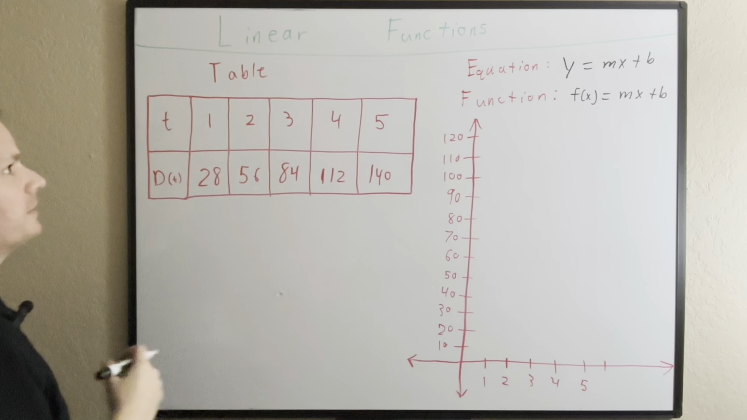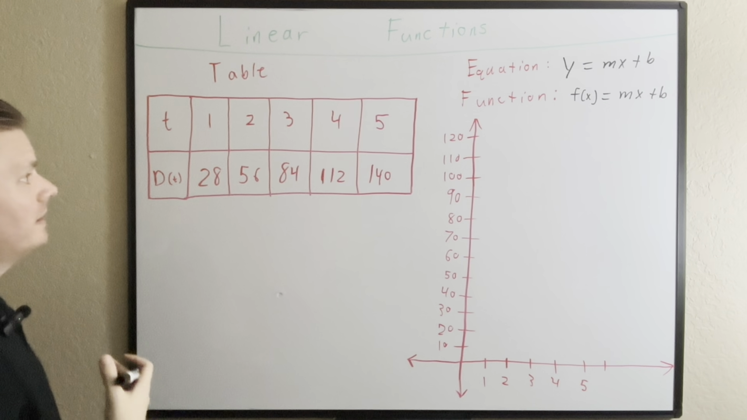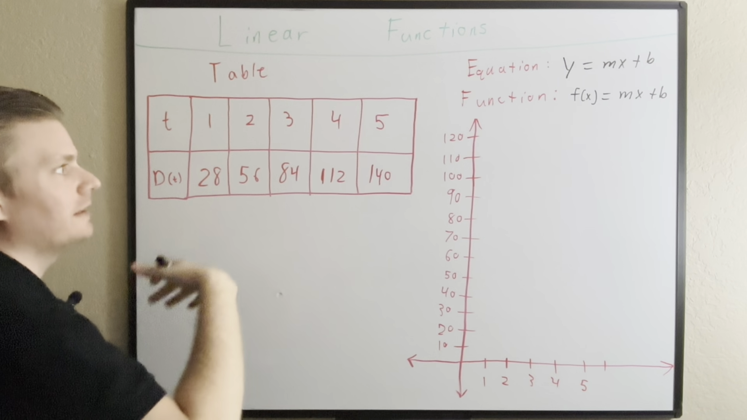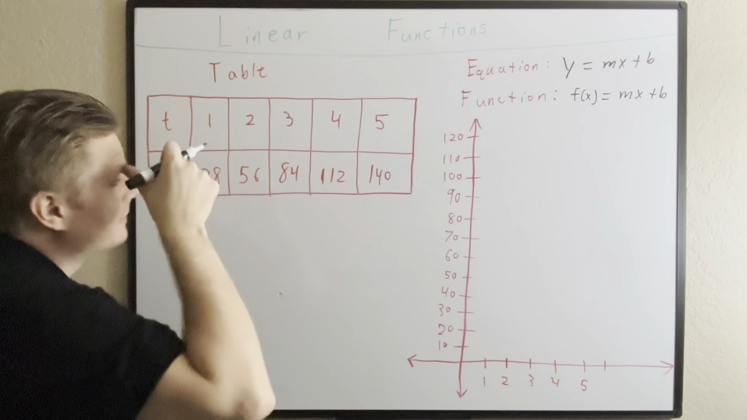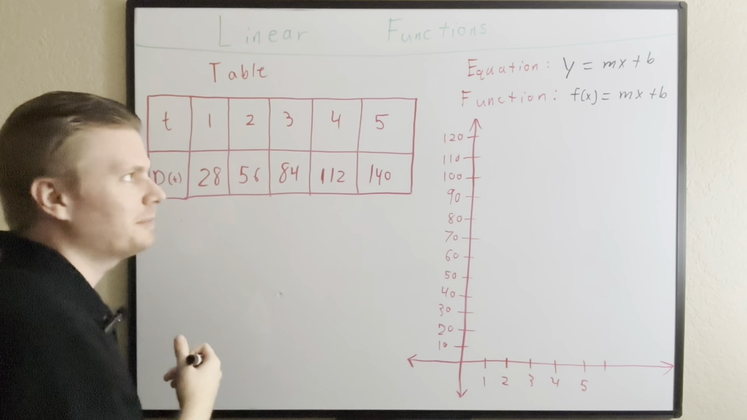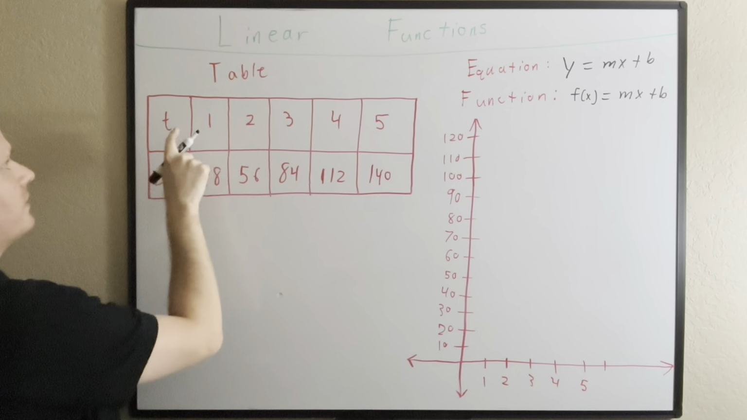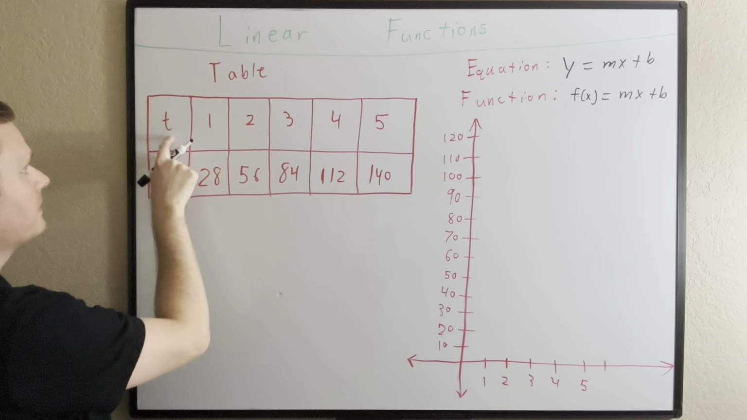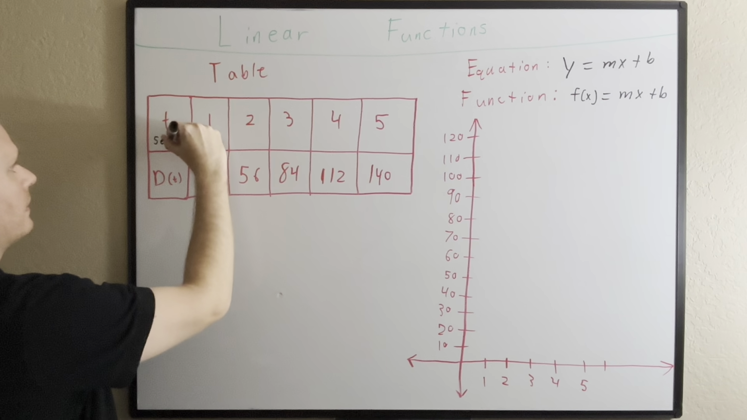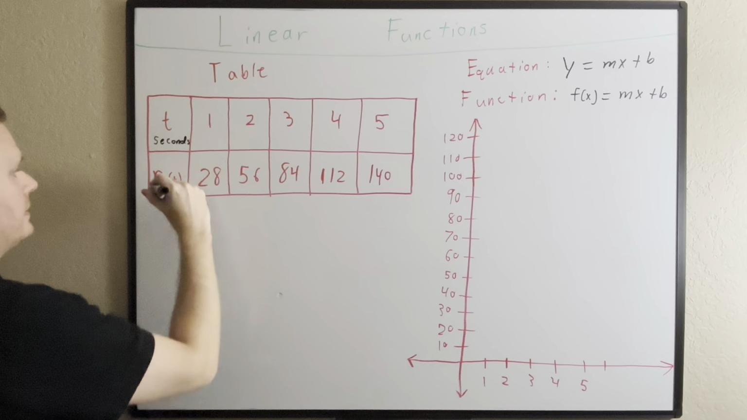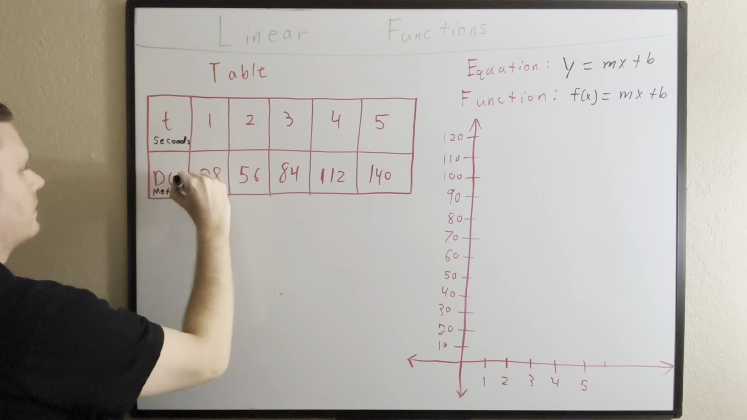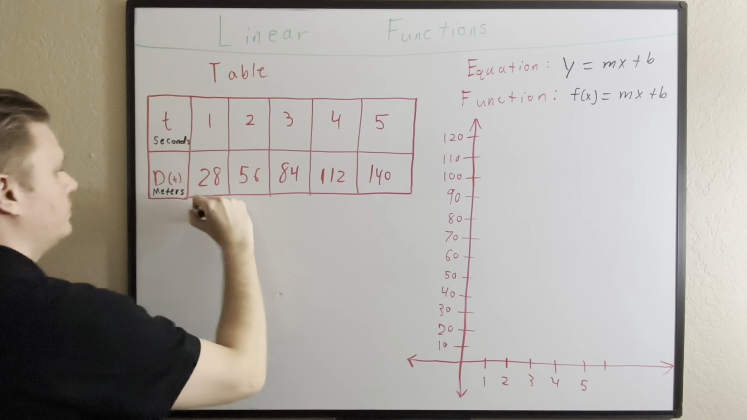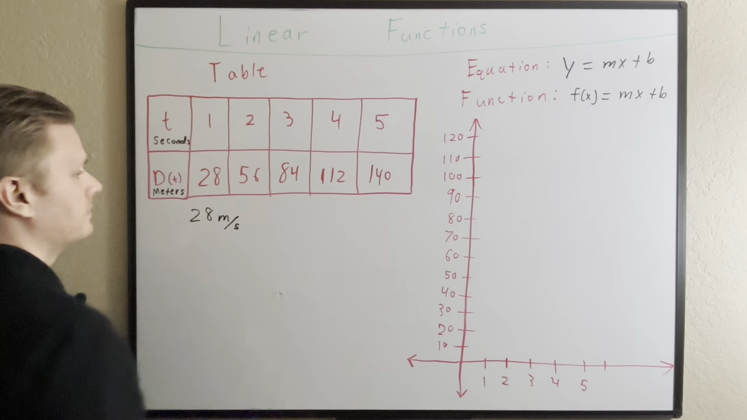All right, so let's do an example. Kind of a real-life example. We're going to not be quite accurate with it because we're not changing anything. Well, I suppose we are changing something. But anyways, let's have a function here of distance in terms of time. So we have time in seconds, and distance in meters. And we have a car going down the highway at 28 meters per second. Got it?